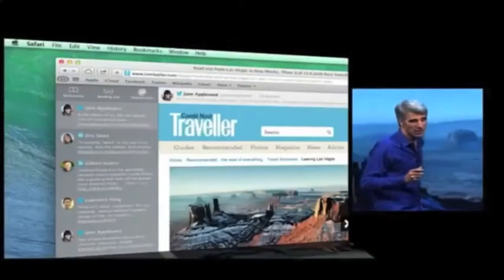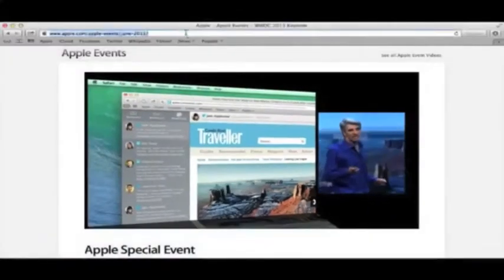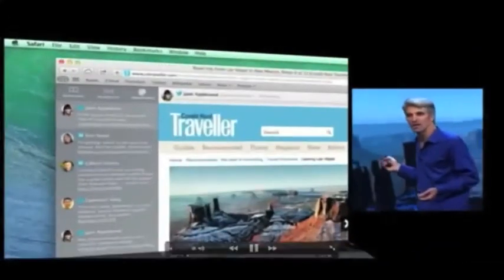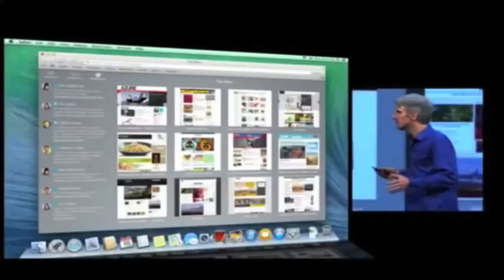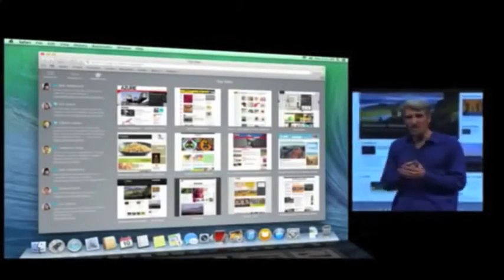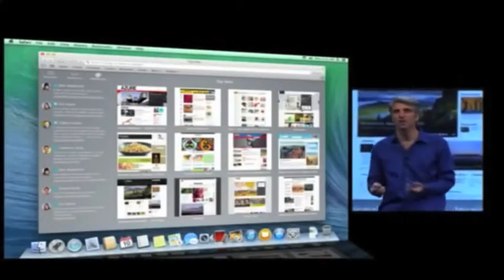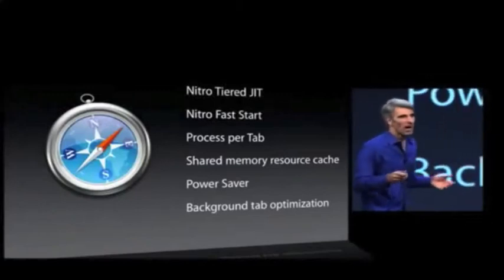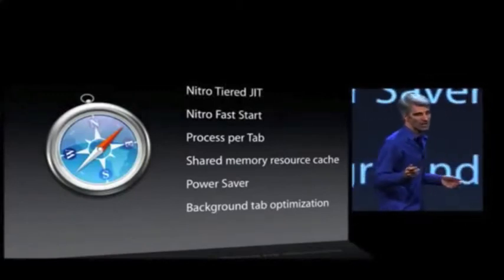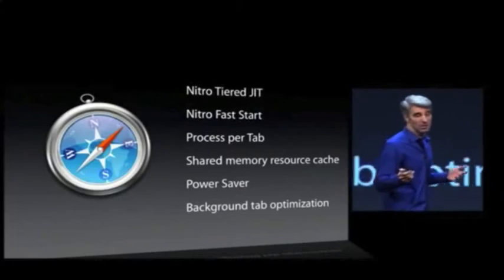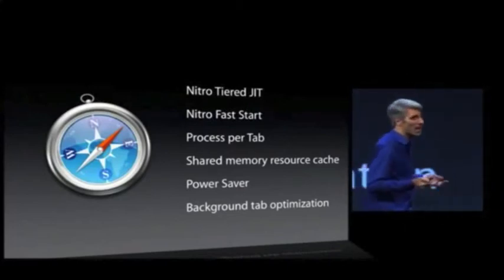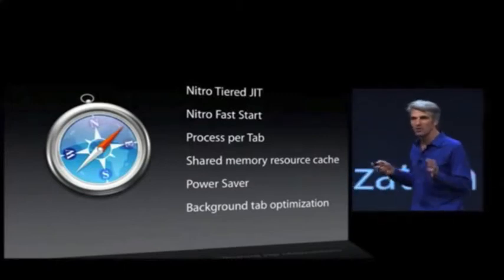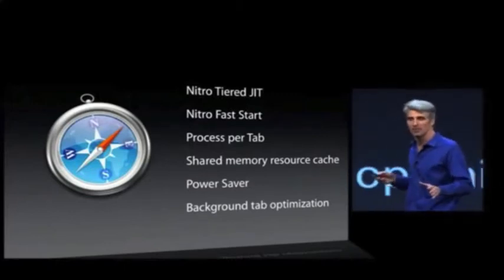and a great new feature called shared links. You can browse them right here. Now, in addition to these end user improvements, there's also a lot going on under the hood. Big improvements to JavaScript, a full process per tab architecture, and memory efficiency improvements with shared memory resource cache, and a whole bunch of big power savings as well. When you look at the effects of these changes, it's pretty profound.